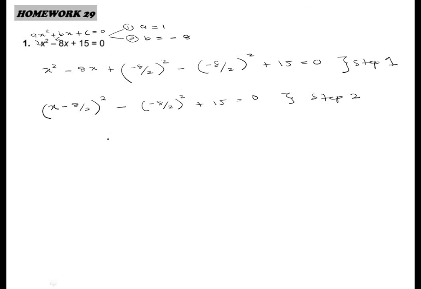And then for the final answer, we can simplify. So 8 over 2 is 4. And then we can bring these two constants to the right. Negative 8 over 2, 4. 4 square is 16. When we bring negative 16 to the right, it becomes positive 16. Bring 15 to the right, minus 15. So final answer, x minus 4 square equal 1.